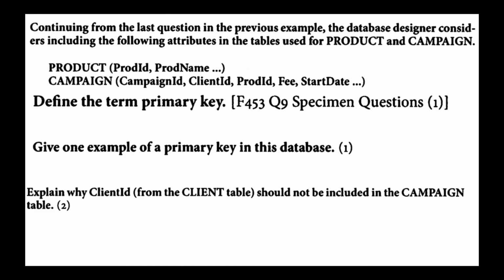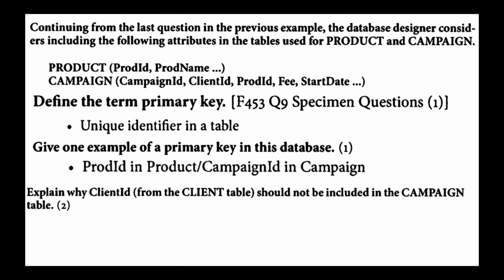Continuing from the last question, product and campaign. Define the term primary key. The primary key is a unique identifier in a table. Give one example of a primary key in this database. Product ID in product, because product and campaign are both entities. Then the data, product ID, ProdName, campaign ID, are the attributes within that data.